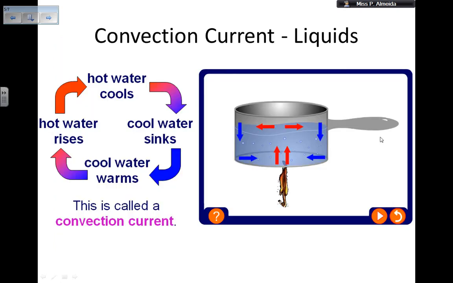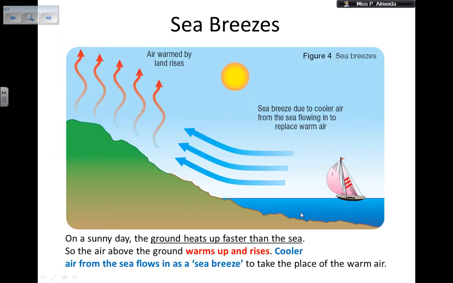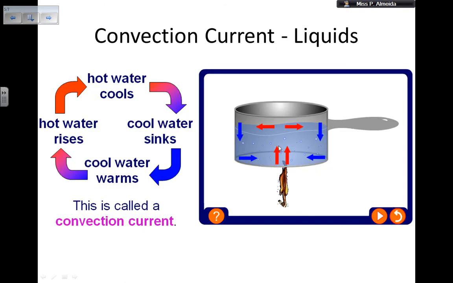The same you can see here in a pan. Oops, sorry, that animation doesn't work, so let's just forget about the animation. But here it is as well, okay? So hot water cools down, so cold water is going to sink, cold water is going to warm up when it's near the flame, hot water rises, and always the same cycle over and over again. So this is what I call a convection current.